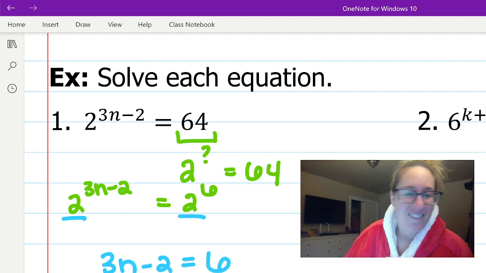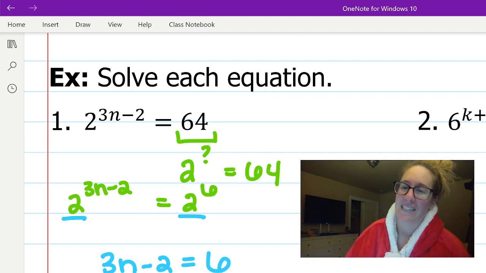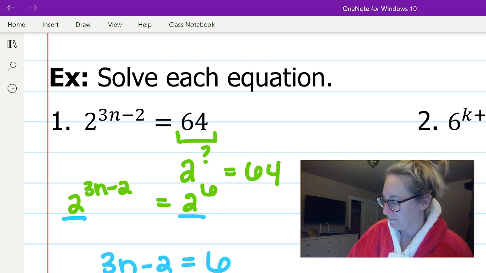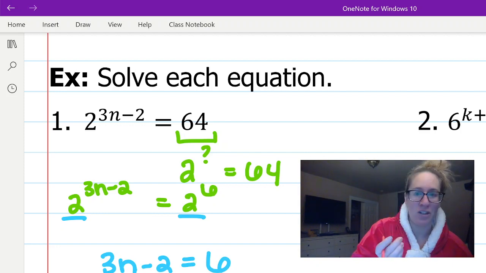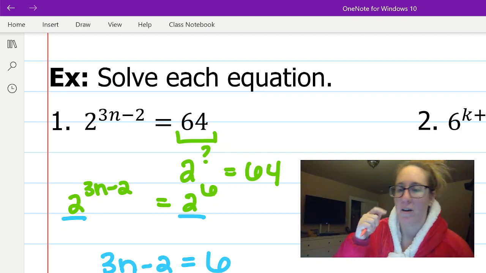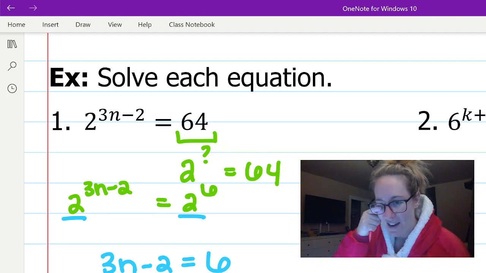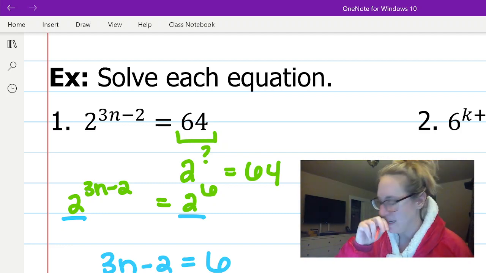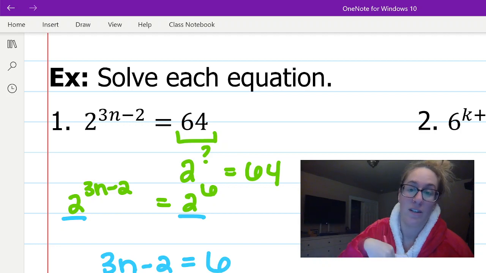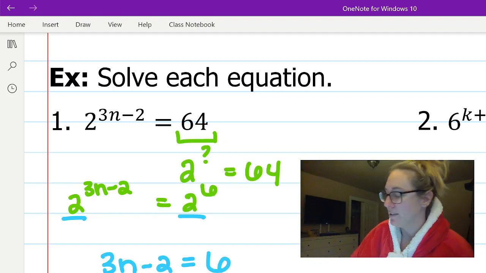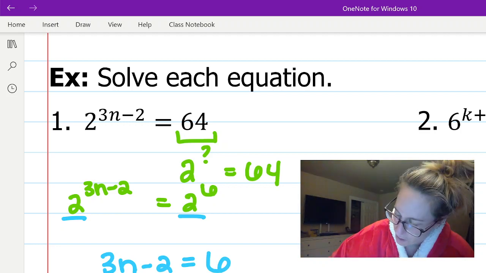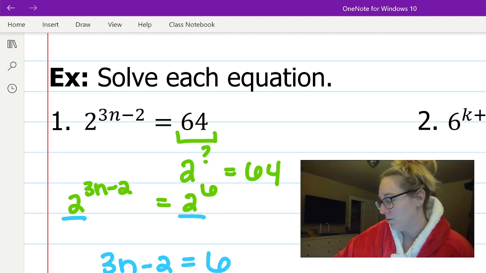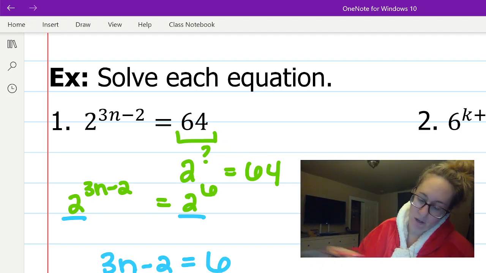All right. So n equals 8/3. That was pretty easy. So let's move on to the next one. Also not too bad. So we have 6 to the power of k plus 1 equaling 216. We're going to assume that 6 is going to be our base number, which means we need 216 to convert down. So we have to figure out 6 to the power of what equals 216. All right, so guess and check.